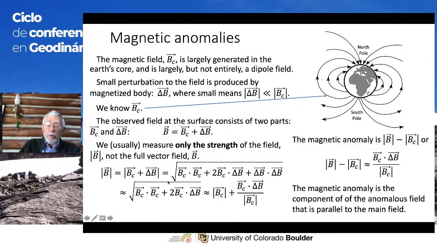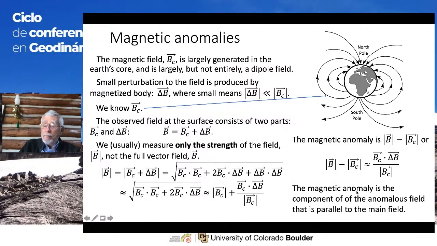We write this square root in this way, and then we can rewrite this as the sum of the strength of the main field, which we know, plus the fraction of the anomalous field that is parallel to the main field. So this ratio, this is the vector for the main field divided by its magnitude. So this is a unit vector. We get only that part of it. The magnetic anomaly is the difference between what we measure and what we know, what comes from the core. So it's this product in here. It's not the total field.